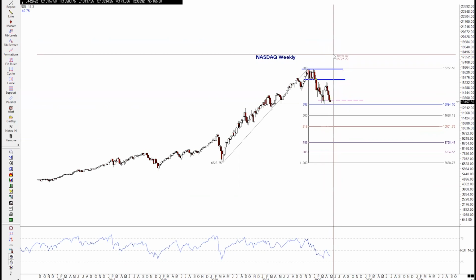So that's it. That's what I have for you today. Those are the levels that I'm watching in the S&P. You can use these levels and go look at the Dow and other indexes and kind of mark in the same types of levels.